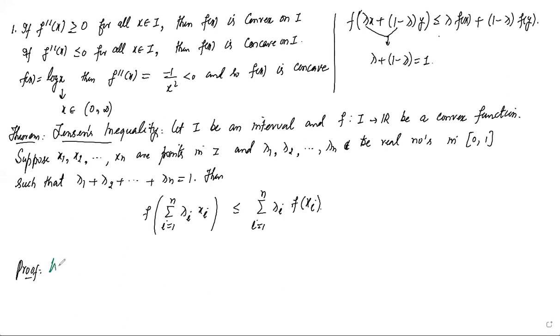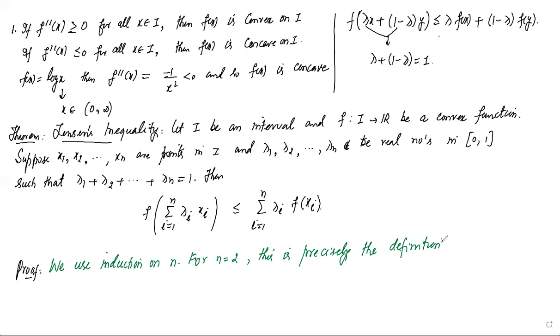Now we shall use induction on n. In fact, we will start the induction from n equal to 2, because for n equal to 1, we will have nothing to prove. For n equal to 2, this is precisely the definition of a convex function.